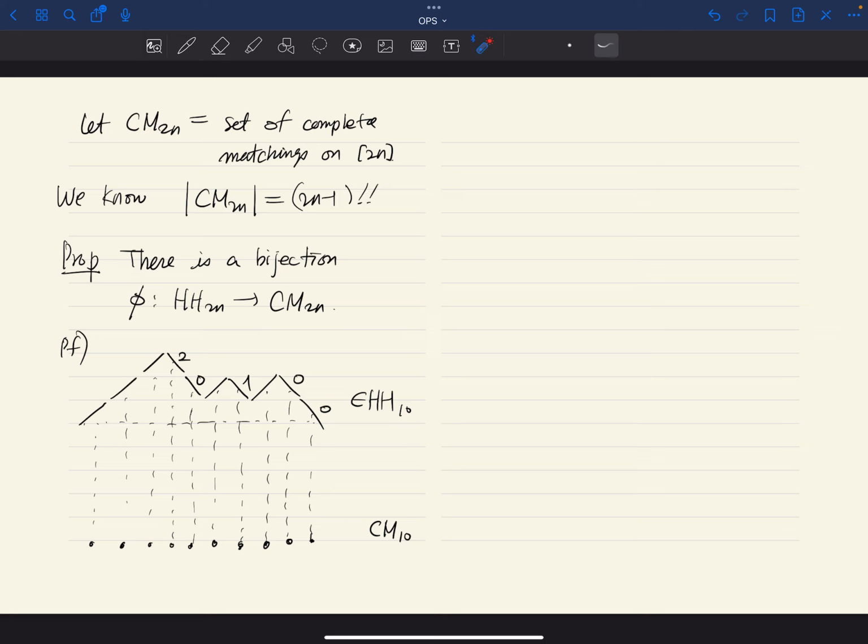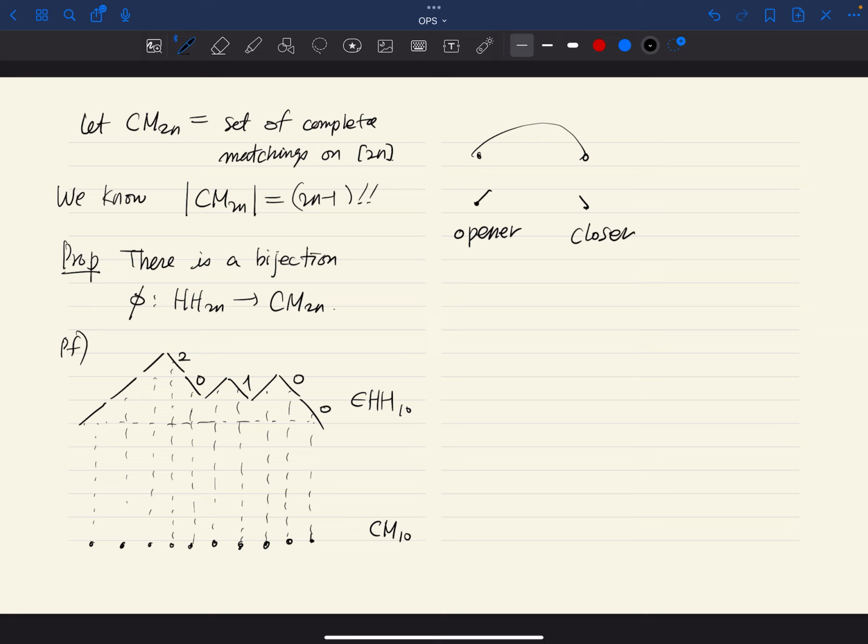Okay. So what is a complete matching? You want to connect them, all of them. So a complete matching is like having 5 edges. An edge always looks like this. So the idea is, for an up step, I'm going to create a half edge like this. Let's say this is an opener and a closer.